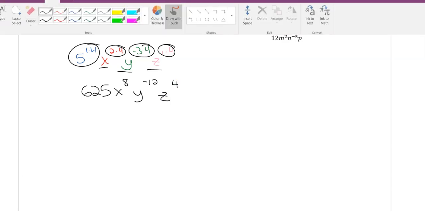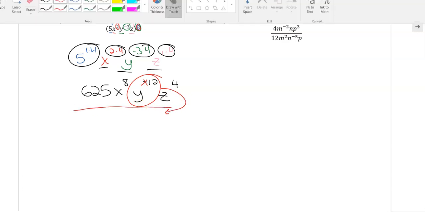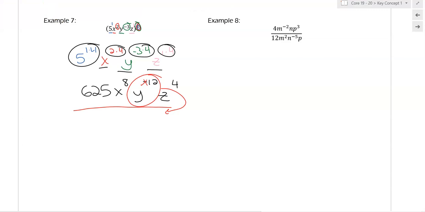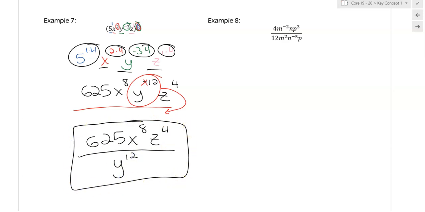Now the only thing is this Y has a negative exponent. So the negative cancels out and we have to flip it down. So everything that doesn't have that negative stays up. So we have 625, x to the 8th, z to the 4th, over y to the 12th. Okay, only the y flipped down, so it's the only one that has a negative.